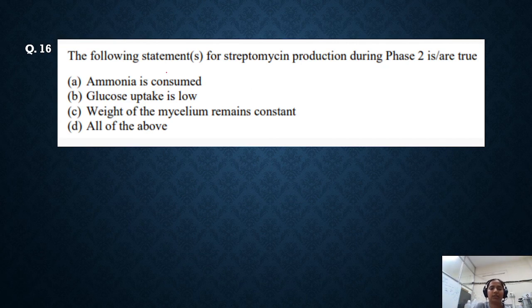Okay, this is the next question. Which of the following statements for streptomycin production during phase 2 are true? First is ammonia is consumed. Second option they have given, glucose uptake is low. Third is weight of mycelium remains constant. And option D is all of the above.